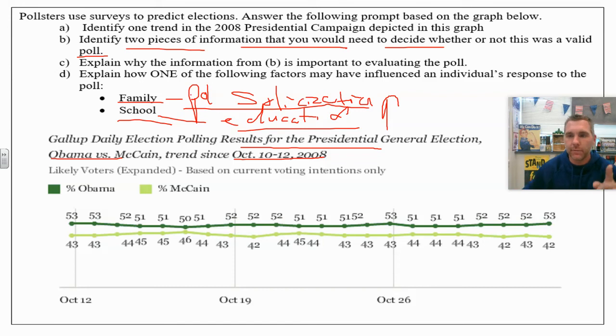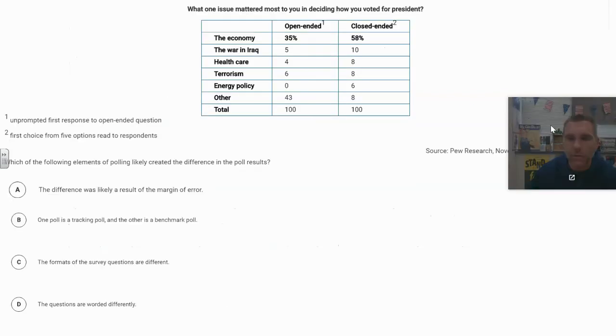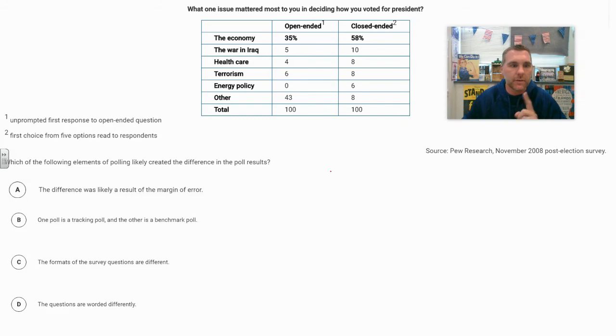Okay. That was fun. I got one more question for you here, and let's see how we can do on this one. Maybe I got two more questions. Hold on. Which of the following elements of polling likely created the difference in the poll results? Sorry, I read the question first, and then I come up here and I look at the prompt. What one issue mattered most to you in deciding how you voted for president, right? So yeah, that's a pretty big difference. The economy is 35% here, and then it was 58%.